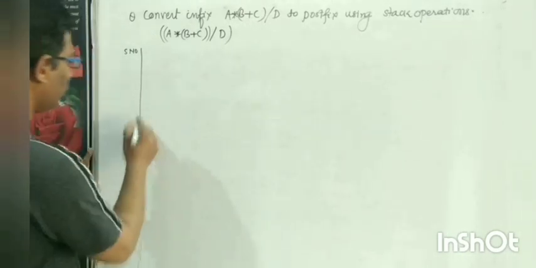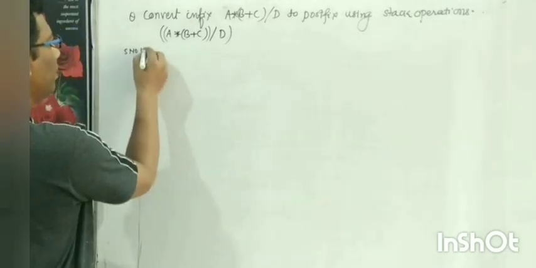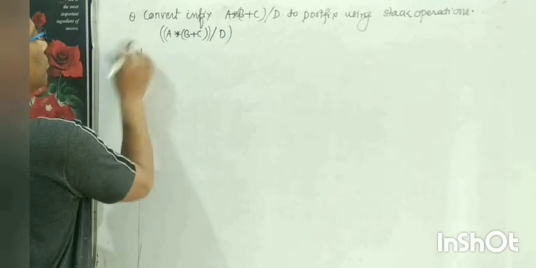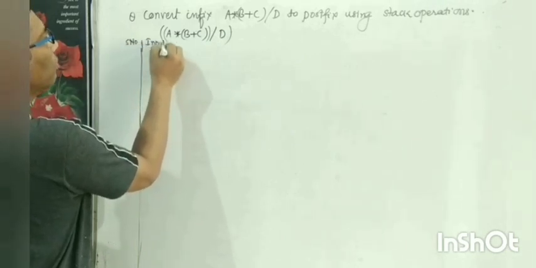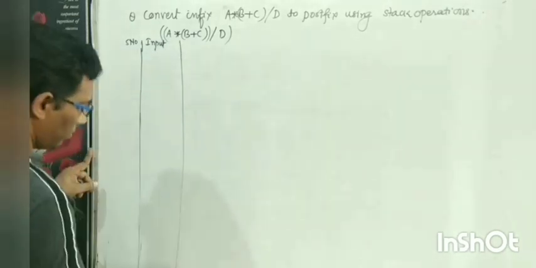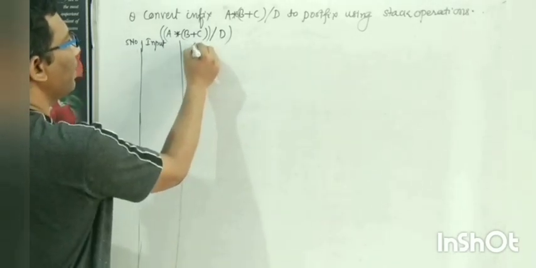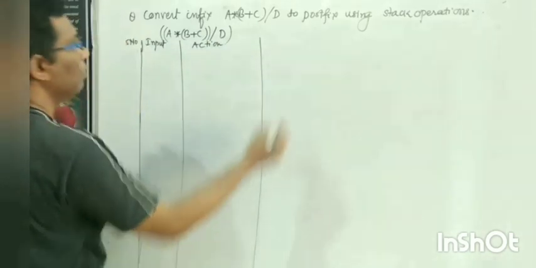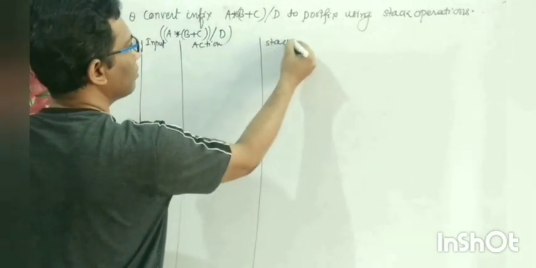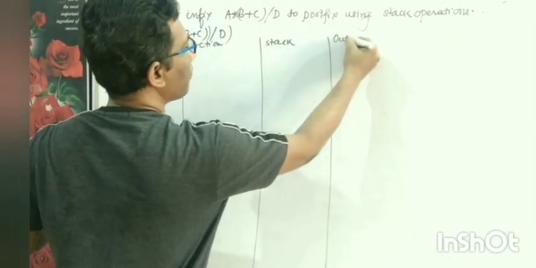First, we have to draw some columns. The first one is serial number. The second one is input. The third one is action. The fourth one is stack. And the last one is output.